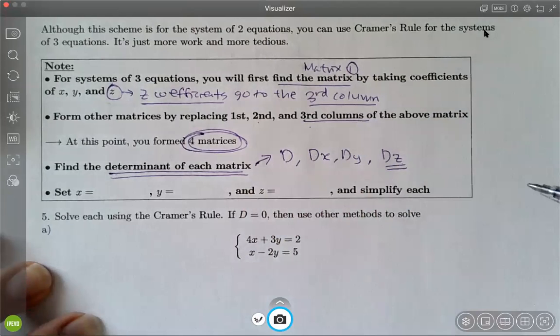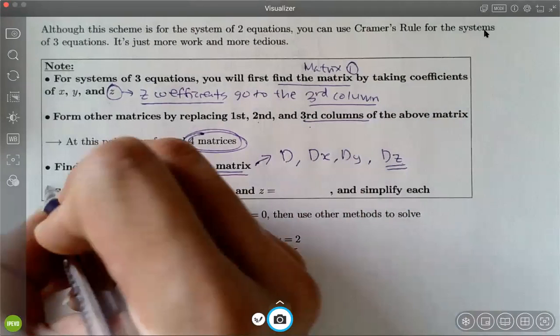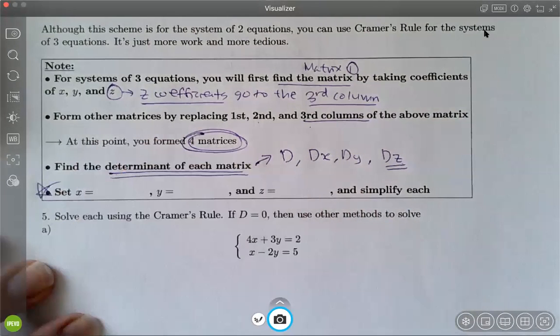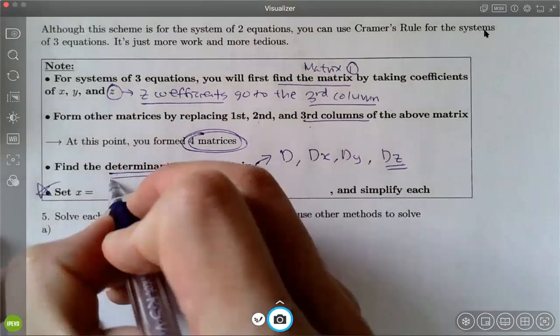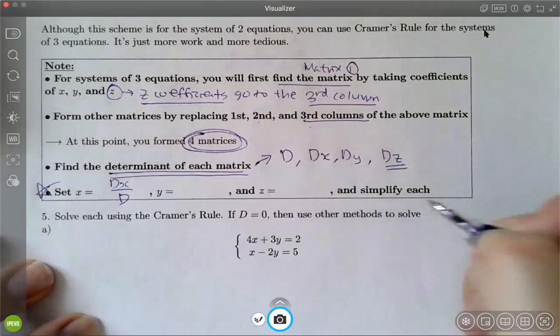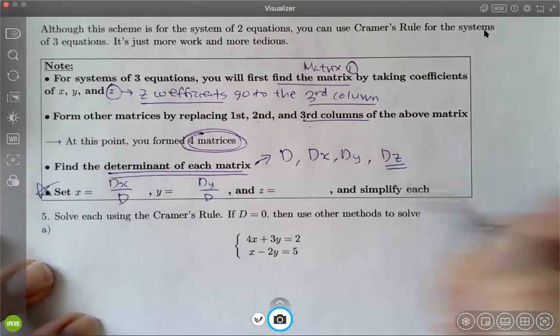So you can guess what x, y, and z should be. So x was, remember, Dx over d, and y was dy over d. So you can guess what z should be. Dz over d.